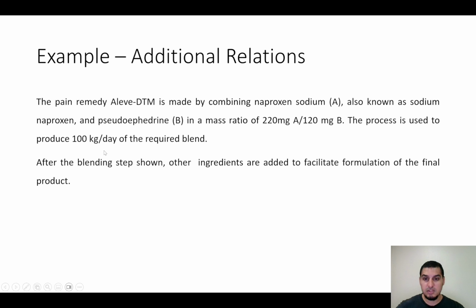The needed product flow rate is 100 kilograms per day, and this is the main point of this problem: A and B are mixed in a mass ratio of 220 milligrams of A per 120 milligrams of B. It's required to know the missing information, which are the flow rates of A and B.